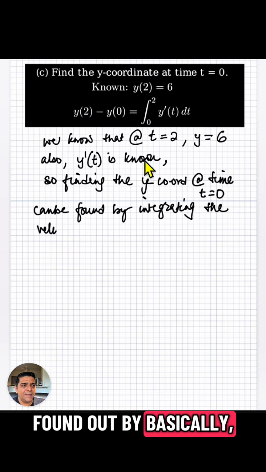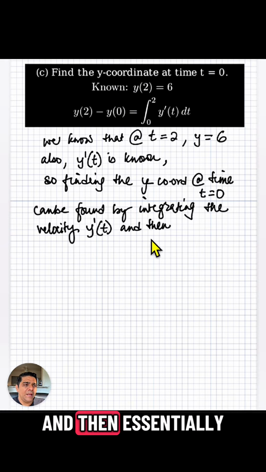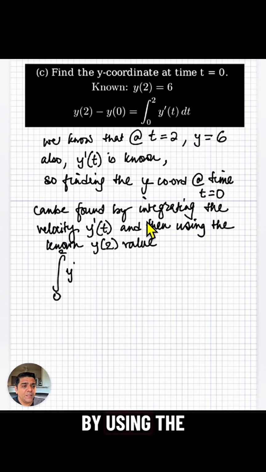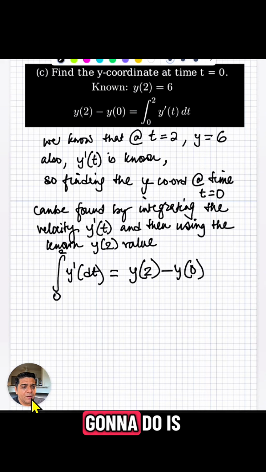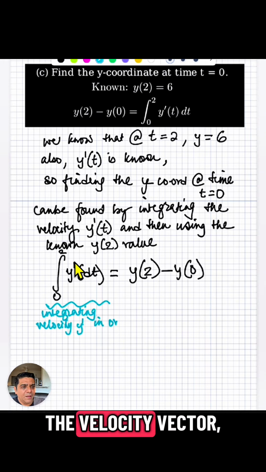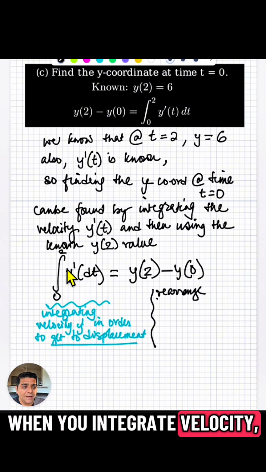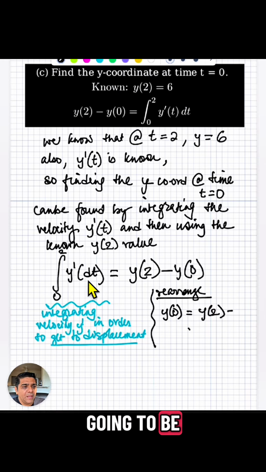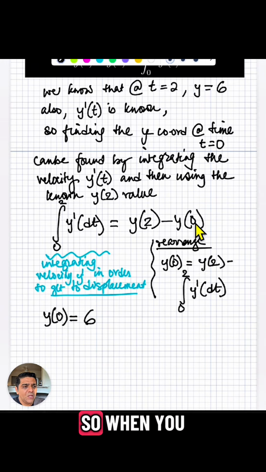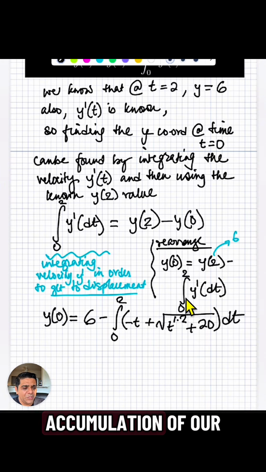This can be found by integrating the y component of the velocity vector, and then using the known value of y of 2 equals 6 to set up our integral. So we're going to integrate from 0 to 2 the y component of the velocity vector. This is basically displacement. When you integrate velocity, you get displacement, so this is going to be the known position y of 2 minus y of 0. This is what we are trying to get at. When you rearrange that, y of 0 is going to be y of 2 minus our integral from 0 to 2, which is the accumulation of our displacement here.